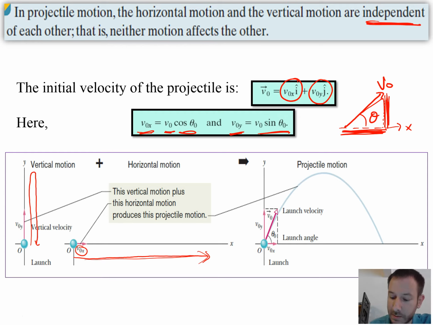Now, if you combine these two, you end up with this parabolic shape. So you have a constant x velocity, and you have a y velocity that's constantly changing. It's constantly accelerating, and that's due to gravity. So you end up with this parabolic shape.